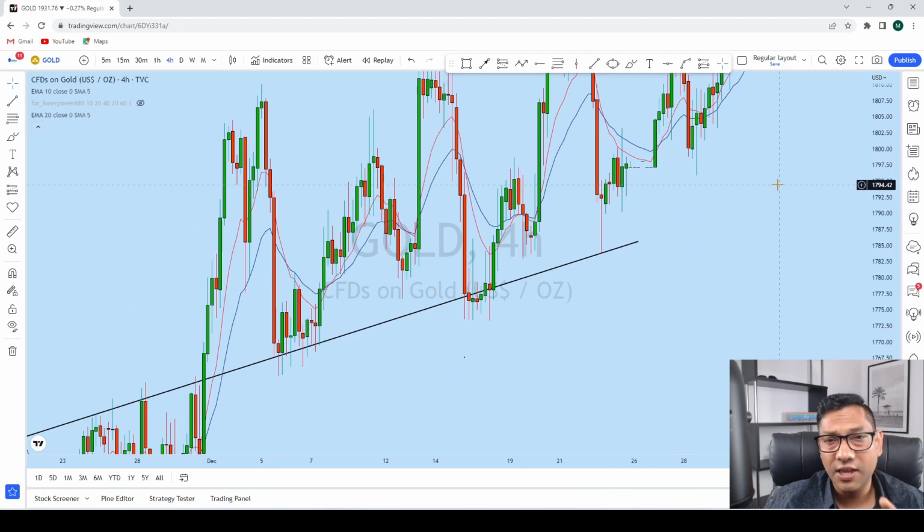So this is the key concept of understanding the smart money concept. So how do you understand the smart money concept? By understanding the key levels of supply and demand zones.